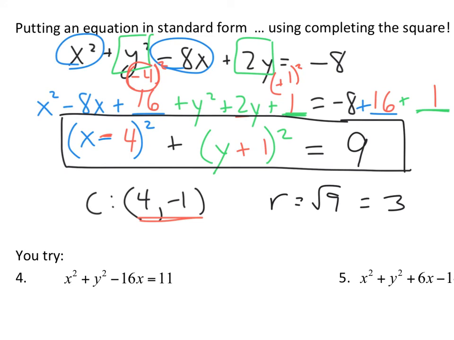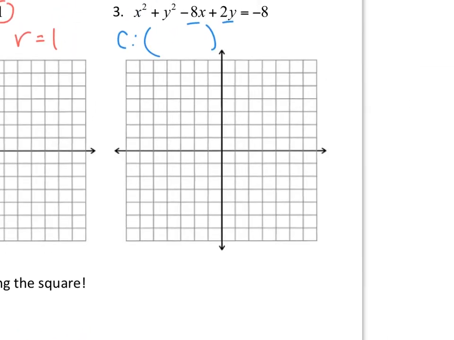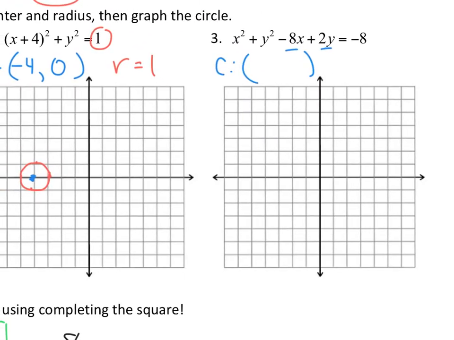So let's go back to number 3. And you can now with 100% certainty say that your circle is going to look like this. Center is 4, negative 1. So I already answered that below, but let's go ahead and graph that for negative 1. And then I've got a radius of 3. So I'm going to count over 3, up 3, down 3, and then do a sketch of a circle as best I can. Okay.